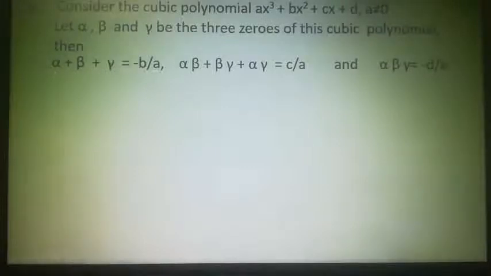So alpha plus beta plus gamma, the sum of the three zeros, is equal to minus b by a. Alpha beta plus beta gamma plus alpha gamma is given by c by a. And the product of the three zeros, alpha into beta into gamma, is given by negative d by a. See that alternatively they are negative, positive, negative. So these three are the relations when you consider the three zeros, alpha, beta, gamma of a cubic polynomial.